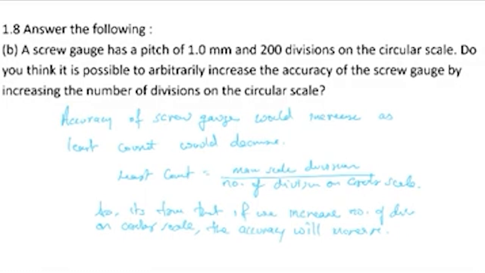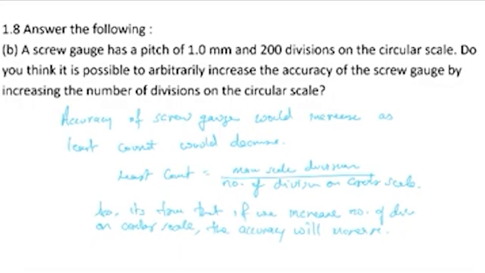So the least count is given by the main scale measurement, and here in the case of this screw gauge, it is 1 millimeter divided by the total number of divisions on the circular scale. So if we increase the number of divisions on the circular scale, then the least count will decrease. So up to a certain extent, the accuracy of the measuring instrument will increase as the least count will decrease by increasing the number of divisions on the circular scale.